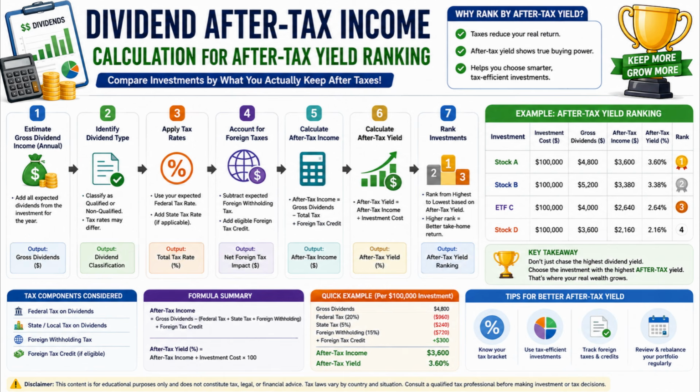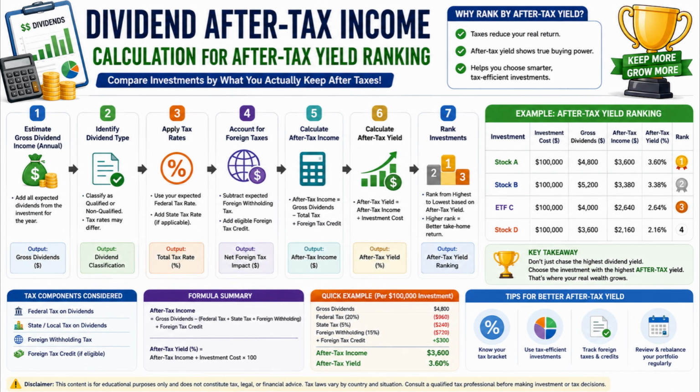Next, convert the after-tax income into after-tax yield. To do this, divide after-tax income by the investment cost, then multiply by 100. For example, if an investment costs $100,000 and produces $3,600 after tax, the after-tax yield is 3.6%. This number is more useful than the gross yield because it shows the return you actually keep.